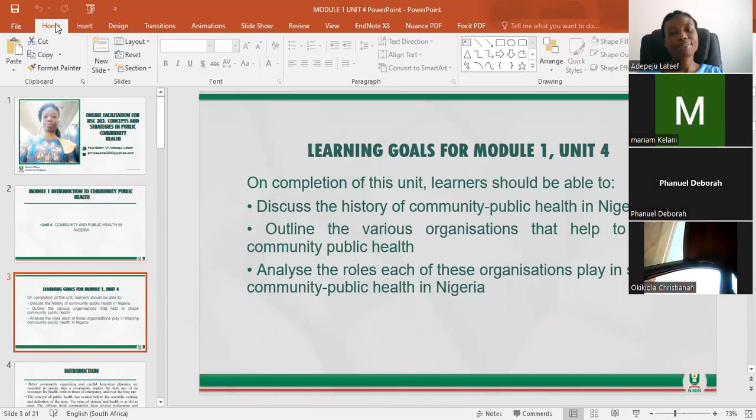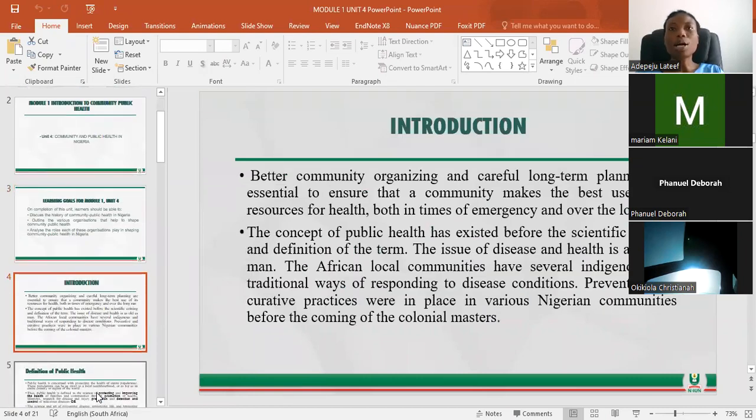At the end of Unit 4, we'll be able to discuss the history of community public health in Nigeria. Then outline the various organizations that help to shape community public health. Then analyze the roles each of these organizations play in shaping community public health in Nigeria. Yes, exactly. Those are the three major learning goals that we are expected to be able to say or write or defend at the end of our discussion today.